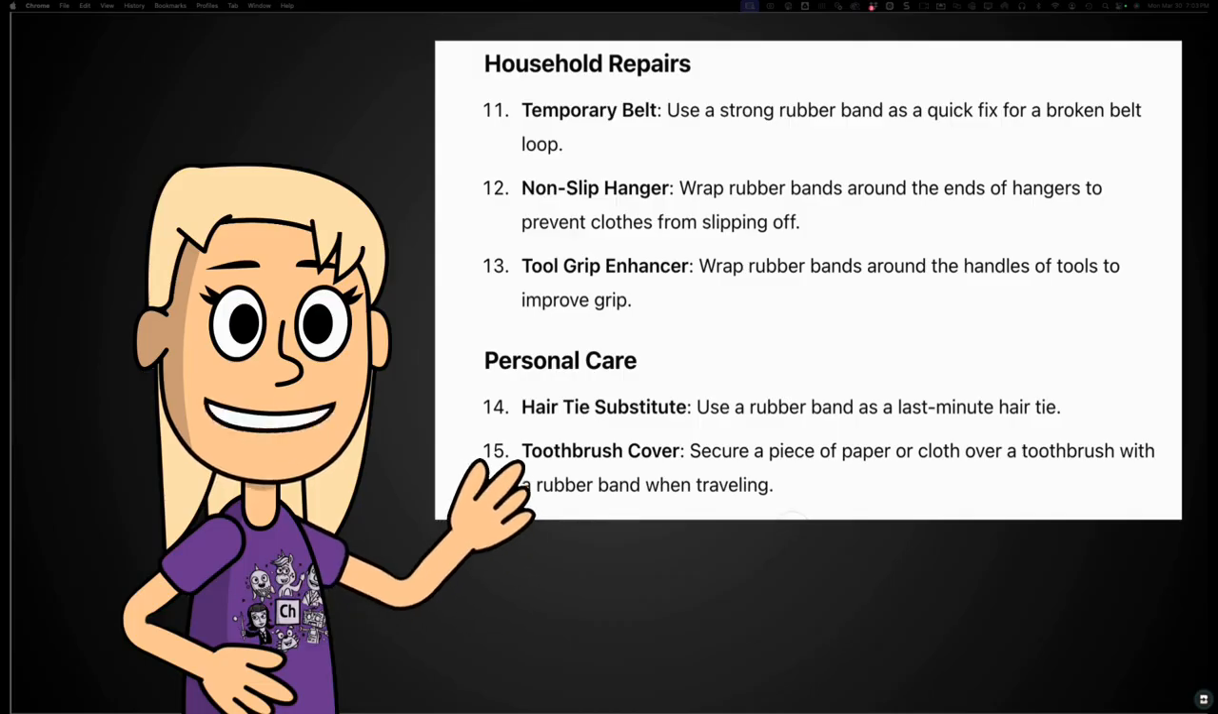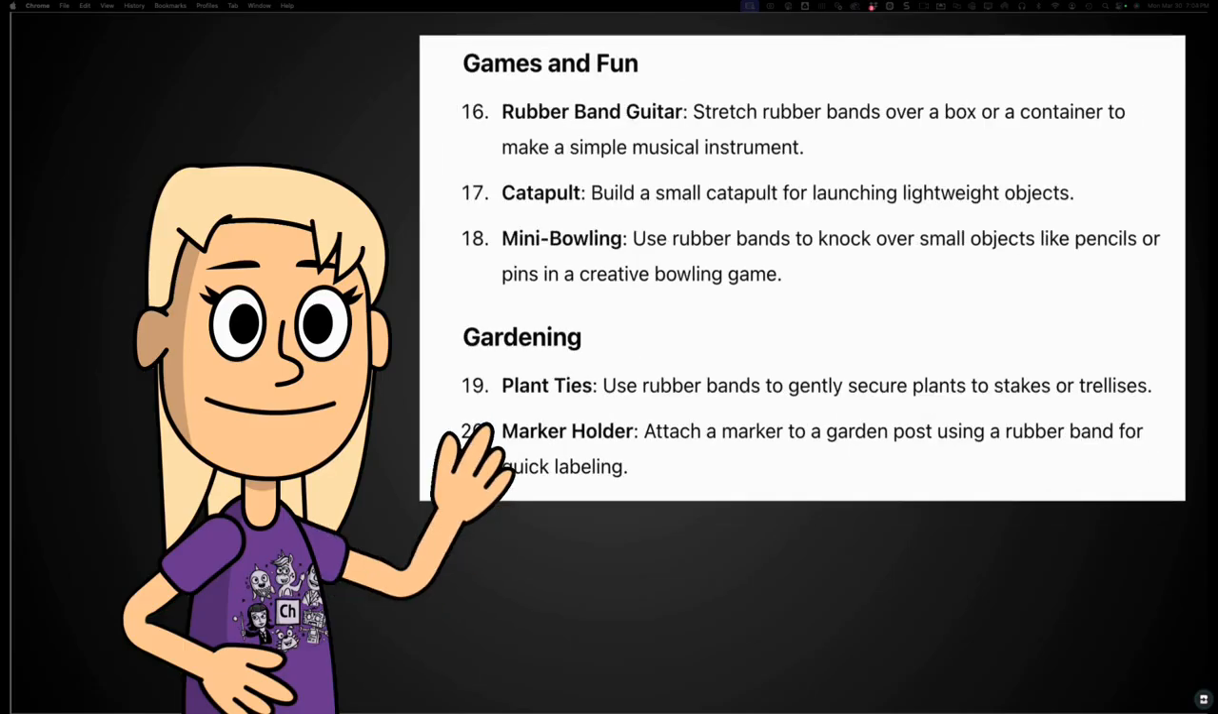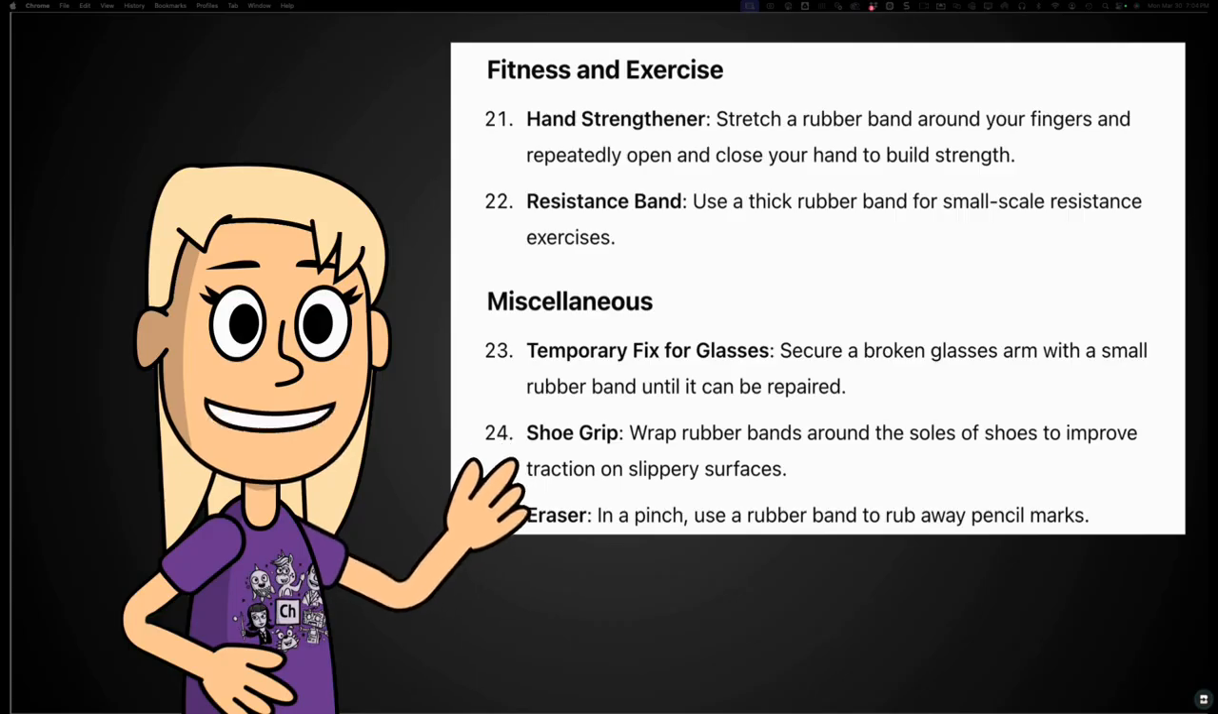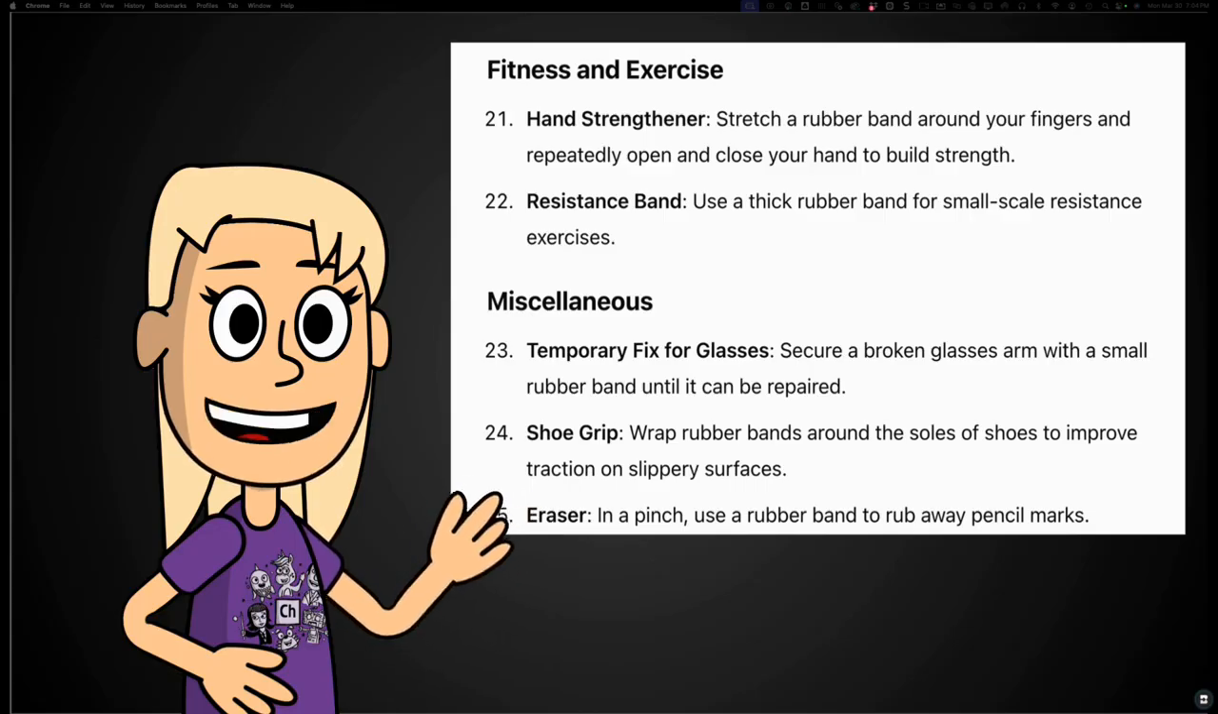What about household repairs? You could use it for a temporary belt, you could use it to make non-slip hangers, or a tool grip enhancer. You could even use it for personal care, like a hair tie substitute or a toothbrush cover. And then there's games and fun. Rubber band guitar, perhaps? Catapult? Mini bowling, anyone? And what about gardening? You could use it for plant ties or marker holder. Maybe for fitness and exercise, like a hand strengthener or a resilience band. Or just some miscellaneous ideas like a temporary fix for glasses or a shoe grip or an eraser.